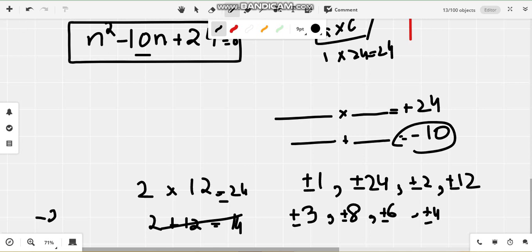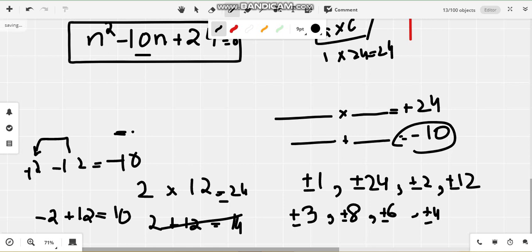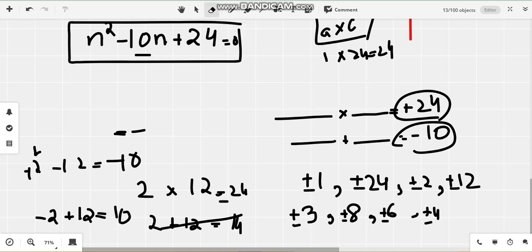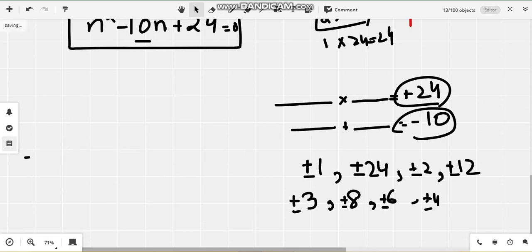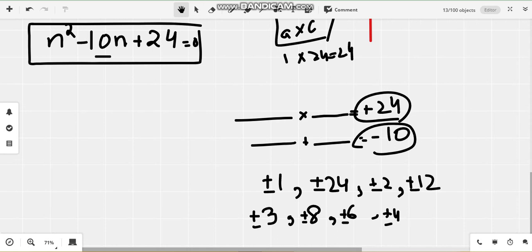If we change the sign, minus 2 and plus 12, that will give us positive 10, but here it is negative 10. If we use plus 2 and minus 12, that gives us negative 10. But when you multiply negative 12 with 2, that gives you negative 24, but in the question it's positive 24. So we can't use this one either. After that we will look at 6 and 4. When you add 6 and 4, that gives you 10, and when you multiply them, that gives you 24. So we write here 6 and 4.